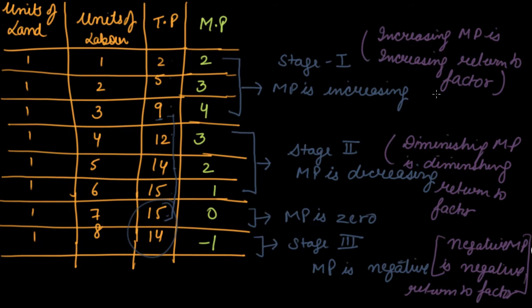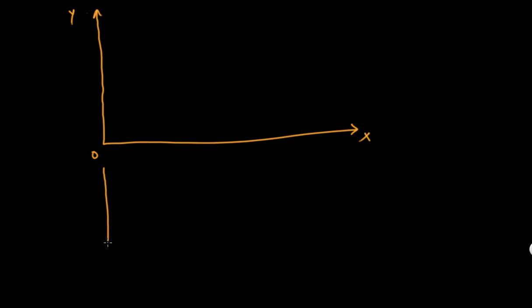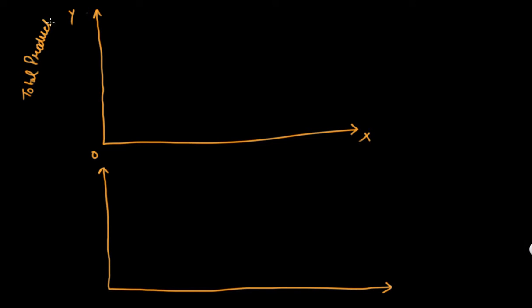Now let's understand this graphically. Let's make the graph of the previous example we took. This is x, y. Make parallel graphs as we did in the law of diminishing marginal utility. I told you to make parallel graphs; here also you will make parallel graphs. Here we will take your total product, and here we will take your marginal product. The x-axis will be your units of variable proportion, or variable input, that is your labor.